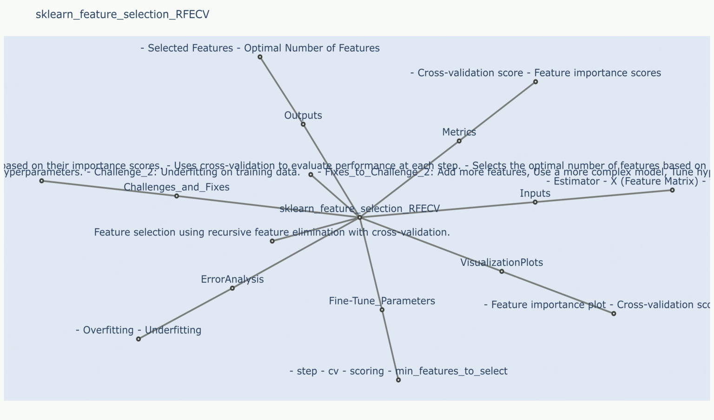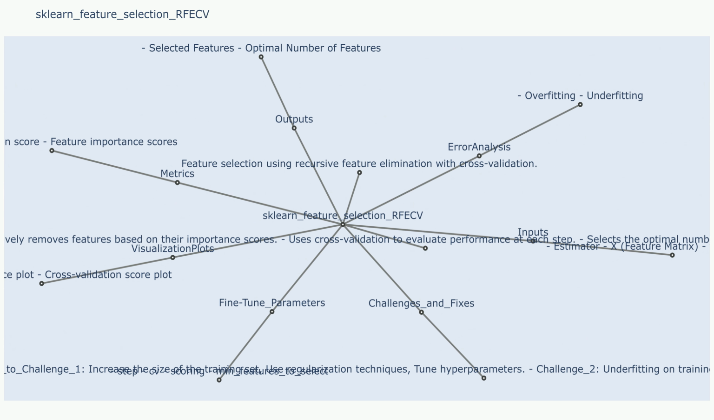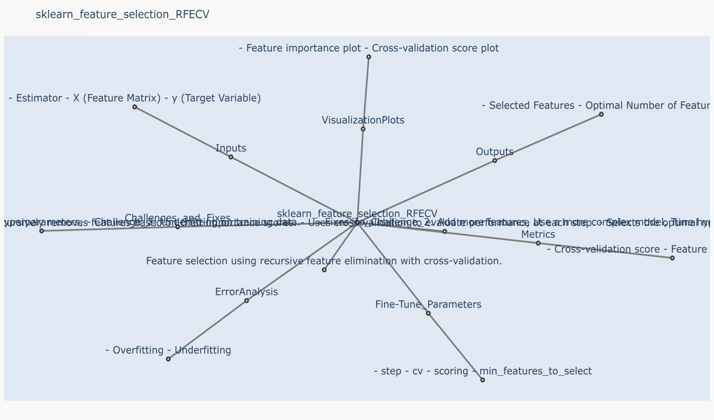Steps. Feature ranking: the base estimator is trained on the full feature set, and feature importance scores are obtained using the estimator's attribute, e.g., feature importances for random forests. Feature elimination: starting with the full feature set, a specified number of features, determined by the step parameter, with the lowest importance scores are eliminated.